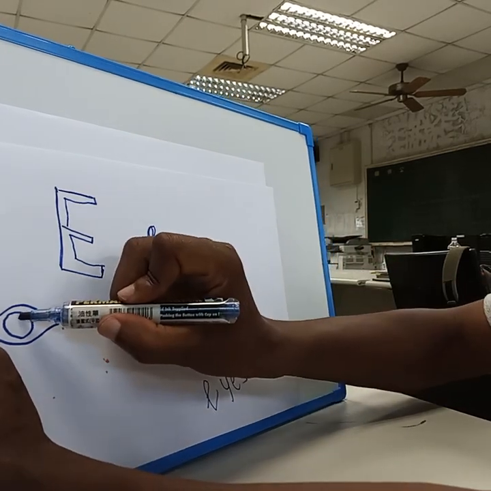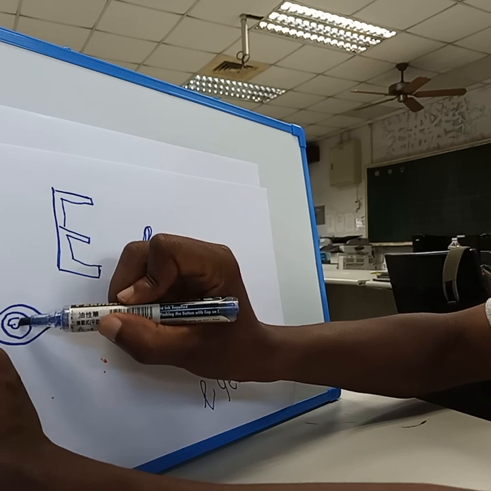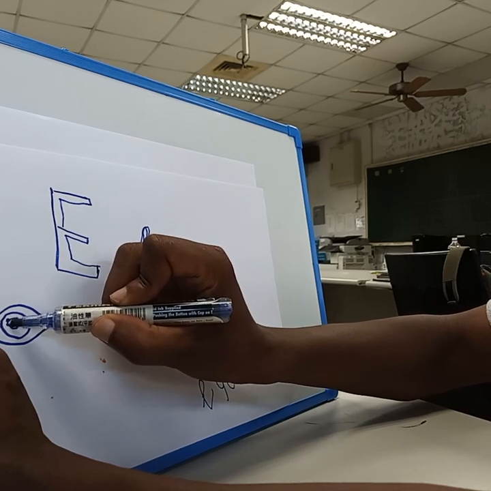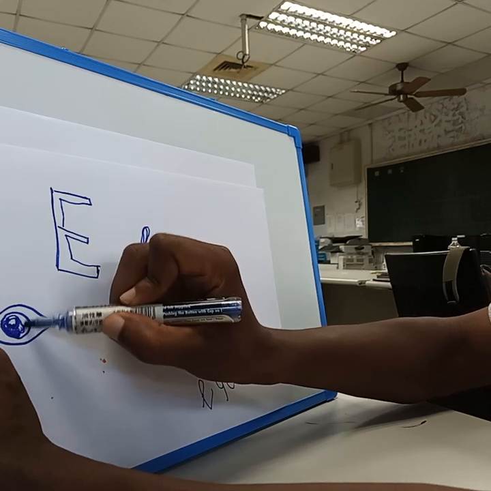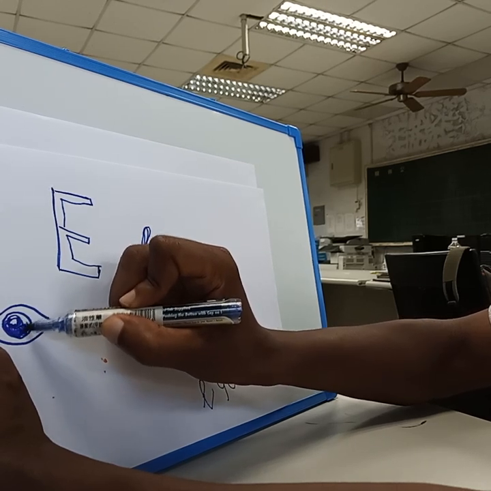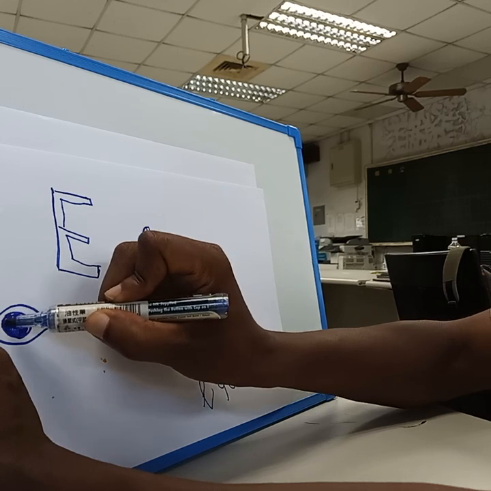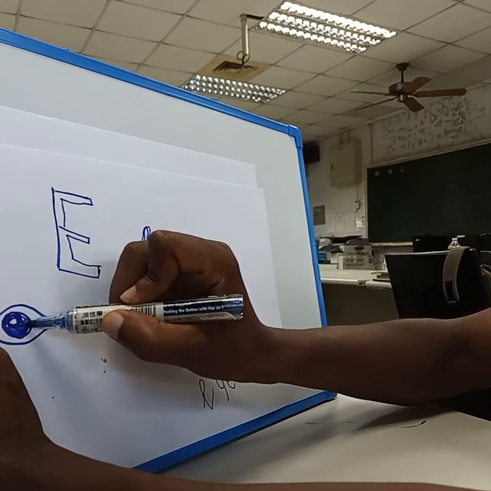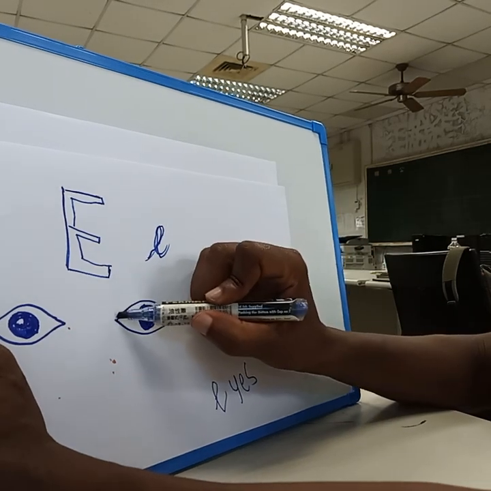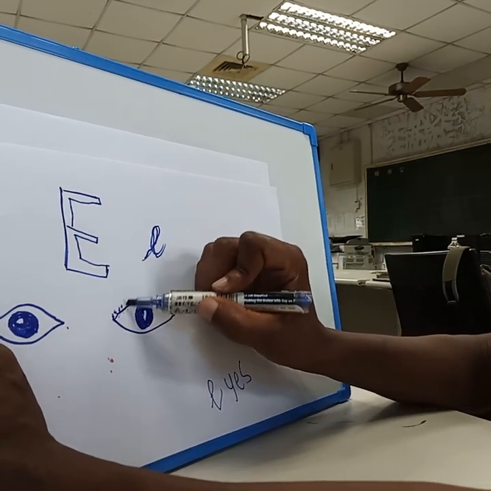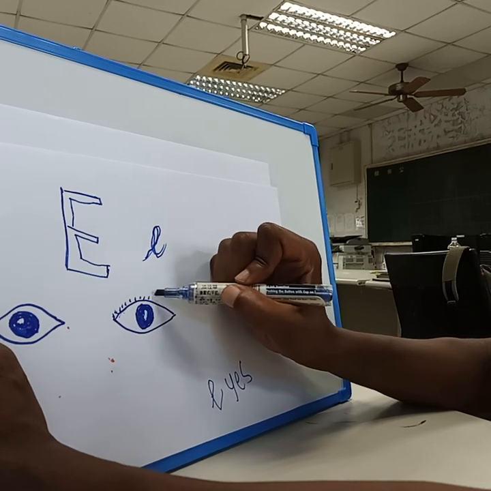Okay, let's also shade this one and leave the inside part white. Okay, so this is the eye. These are called eyelashes. I'll put lashes here to see.